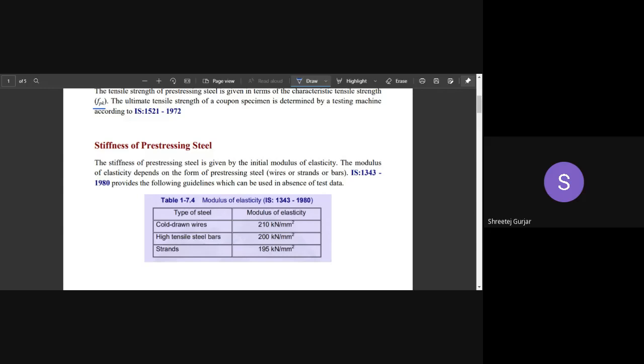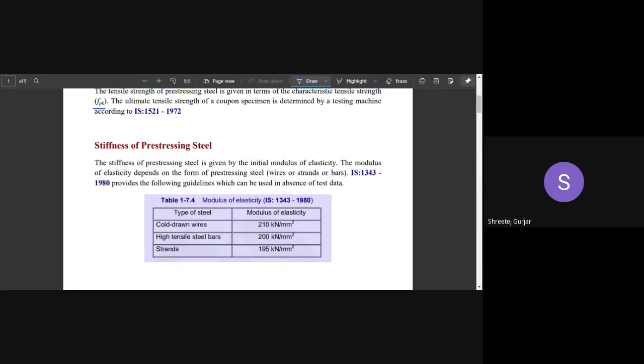Why does a strand have a lesser modulus of elasticity compared to wires and bars? Because a strand is made up of multiple wires, usually odd in number. It can be 3, 5, 7, going up to 9, 12, or any number depending upon your design. Whenever we test an individual wire, it will have more modulus of elasticity compared to a strand, which is a combination of wires.